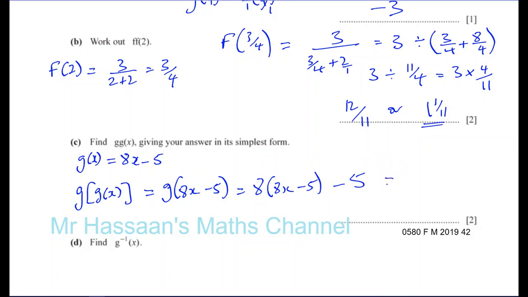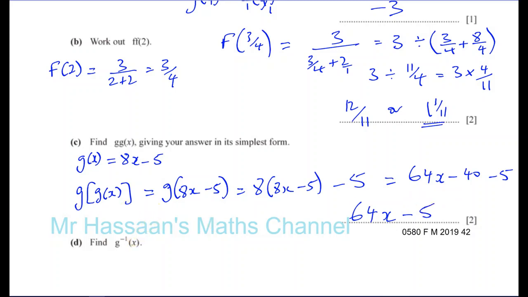So that's going to give you 8, 8, so 64. So you have 64 times x minus 40, and minus the 5 on the outside of the bracket. So 64x minus 40 minus the 5, which is not multiplied by the 8. So that's going to give you 64x minus 45. So that's the answer to part C.